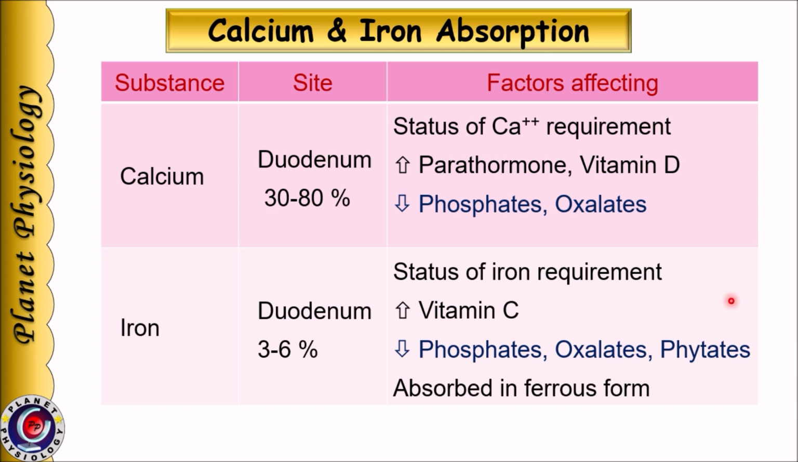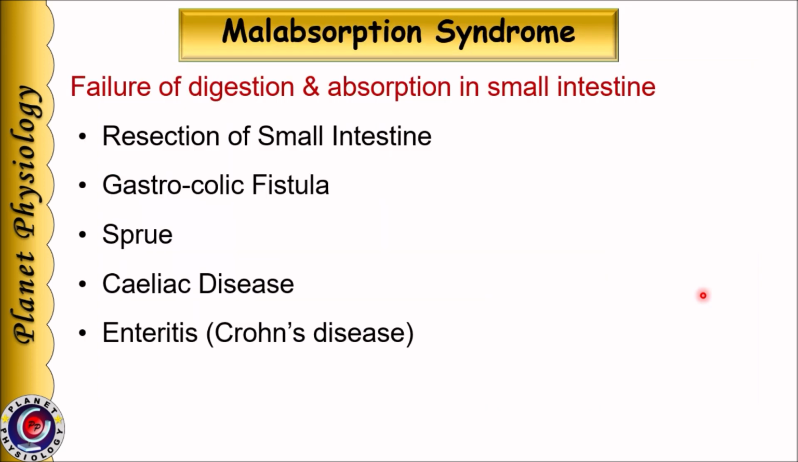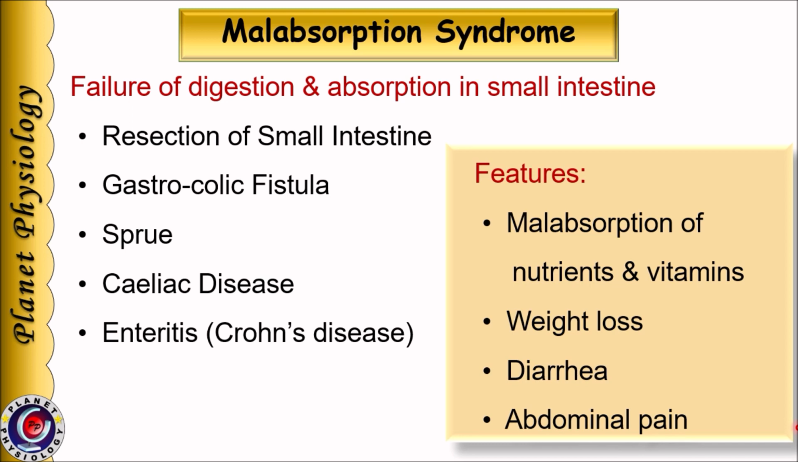Now let us understand malabsorption syndrome. Failure of the digestion and absorption process in the small intestine results in malabsorption syndrome. It can occur in various conditions like surgical removal of the small intestine, presence of gastrocolic fistula, sprue, celiac disease, enteritis or Crohn's disease. What are the features of malabsorption syndrome?